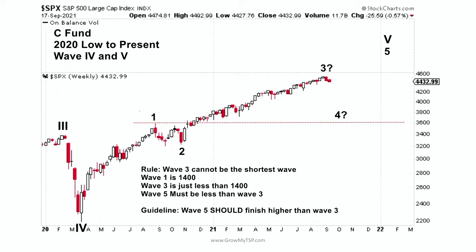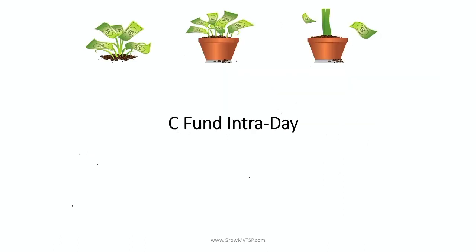And wave 5 doesn't have to complete 5 waves like we saw in the last chart. Wave 5 can come up like 1, ABC, some kind of consolidation, and then 5 and finish. So either way, we're watching. Watch close. Okay. Intraday on the C fund last week.